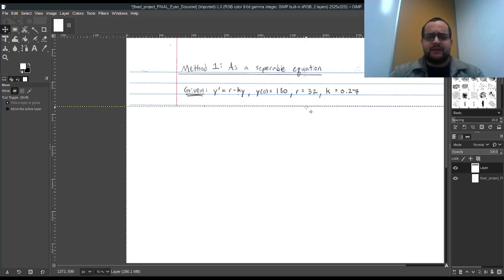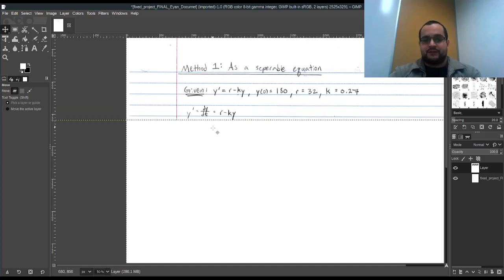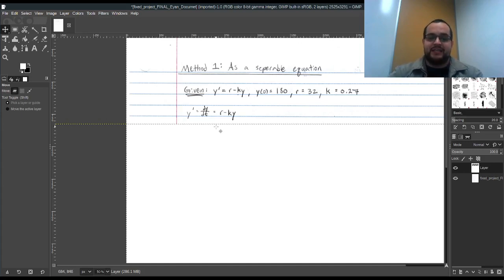But to keep it brief, we are modeling glucose levels in the blood of diabetic patients using this differential equation here. So first things first, we're going to take our given and re-express y prime as the fraction dy over dt. Now this isn't actually a fraction, but it is convenient to think of it as one for the sake of a separable differential equation, and it actually works out in this case. So we can express that dy over dt is equal to r minus ky.